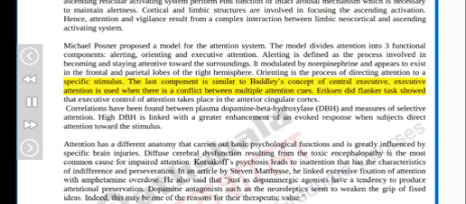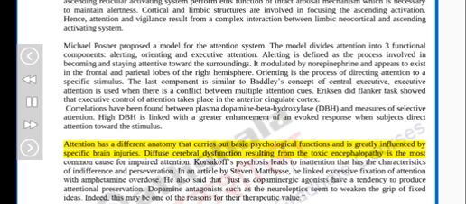The last component is similar to Baddeley's concept of central executive. Executive attention is used when there is a conflict between multiple attention cues. Eriksen's flanker task showed that executive control of attention takes place in the anterior cingulate cortex. Correlations have been found between plasma dopamine beta hydroxylase (DBH) and measures of selective attention. High DBH is linked with a greater enhancement of an evoked response when subjects direct attention toward the stimulus.